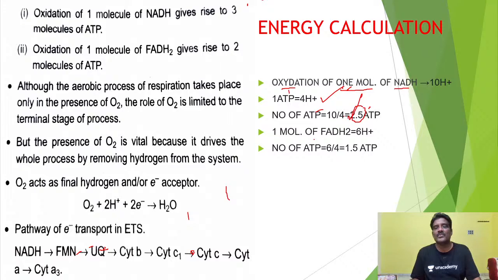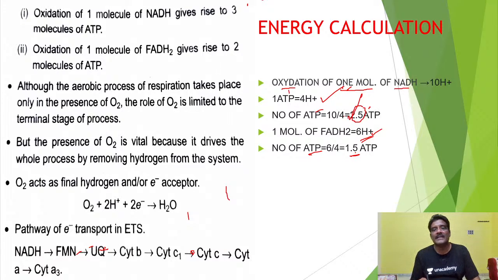Next, coming to one molecule of FADH2, here 6 protons are liberated. I already told you how, due to the movement of these electrons, protons are pumped from the matrix to the intermembrane space. Here only 6 protons. So the number of ATP molecules is 6 by 4. For the formation of 1 ATP molecule, 4 protons are required, so 6 divided by 4 is equal to 1.5 ATP.